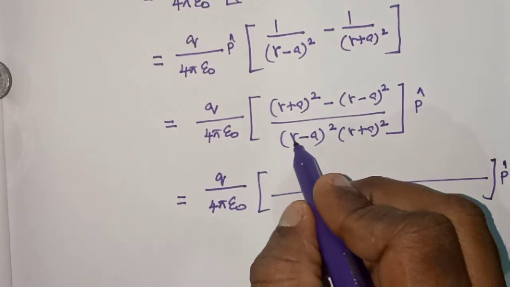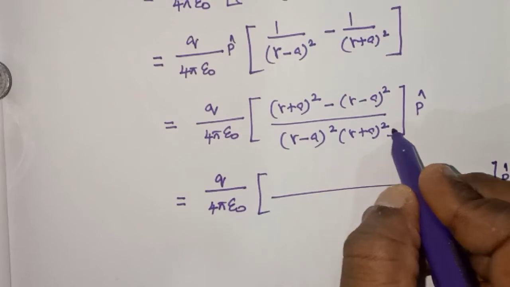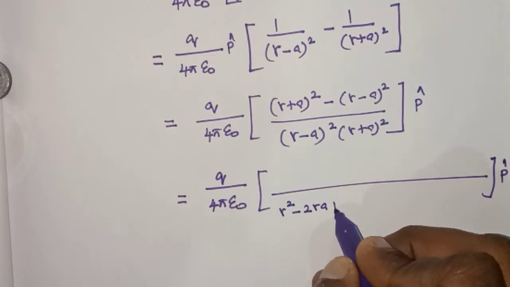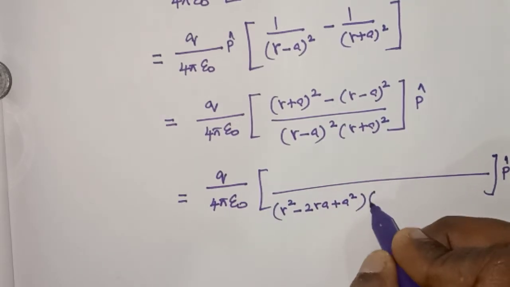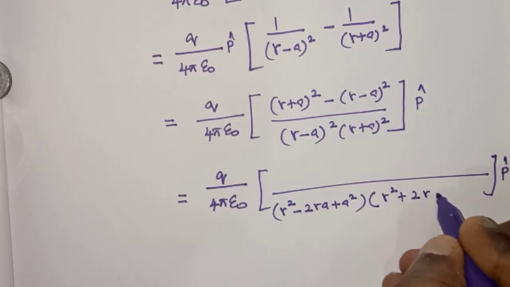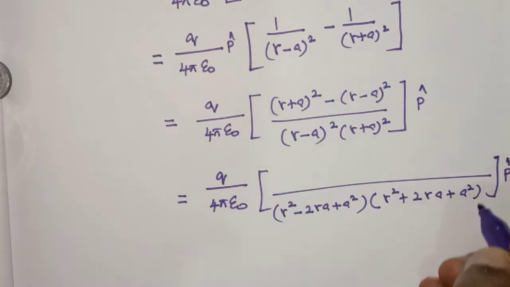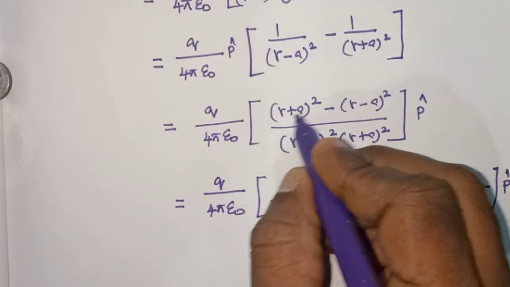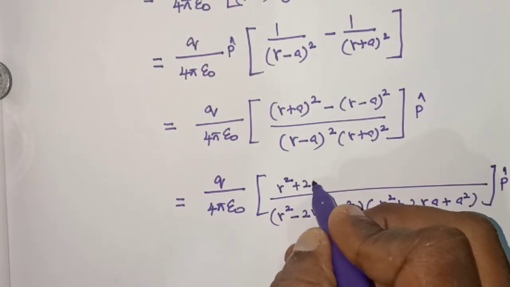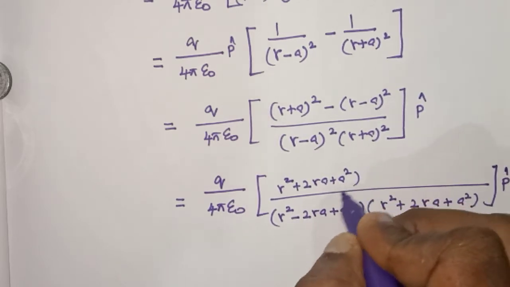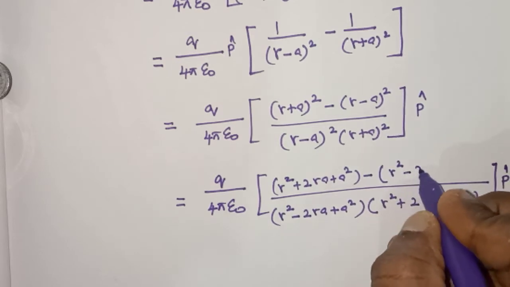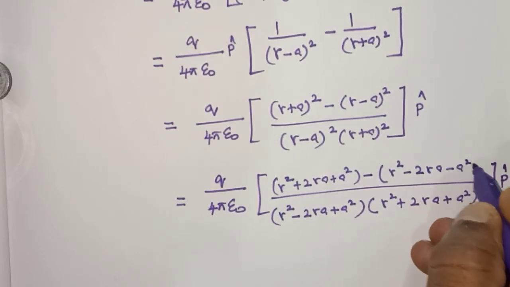So I am going to multiply the (a minus b) whole square formula and the (a plus b) whole square formula. So (r square minus 2ra plus a square) multiplied by (r square plus 2ra plus a square). In the numerator also, (a plus b) whole square, that is r square plus 2ra plus a square, minus (a minus b) whole square, r square minus 2ra plus a square.